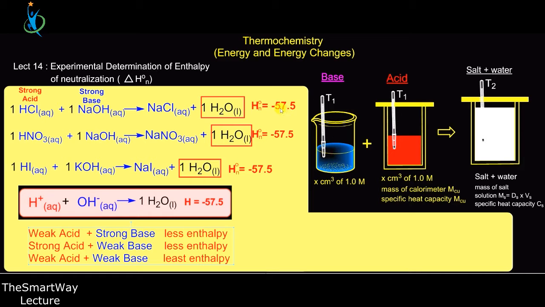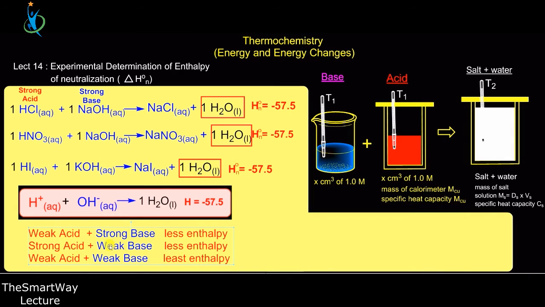So instead of 57.5 kilojoules per mole of energy liberated to the surrounding, some part of the 57.5 kilojoules per mole is used in bond breaking for the weak acid. Hence the total energy that will be released from the reaction is less.